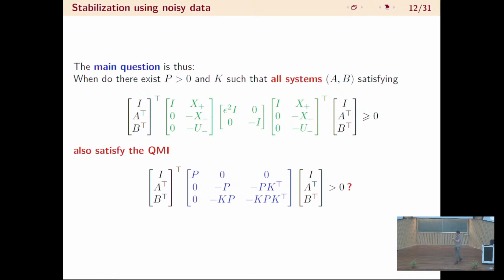You want to understand under which conditions all solutions to one quadratic matrix inequality also satisfy a second quadratic matrix inequality. That's the point. Now the big question is, of course, when is this true? So when do there exist such P and K? That's what I want to investigate now. Are there any questions up to this point? Do you see the structure about two quadratic matrix inequalities?